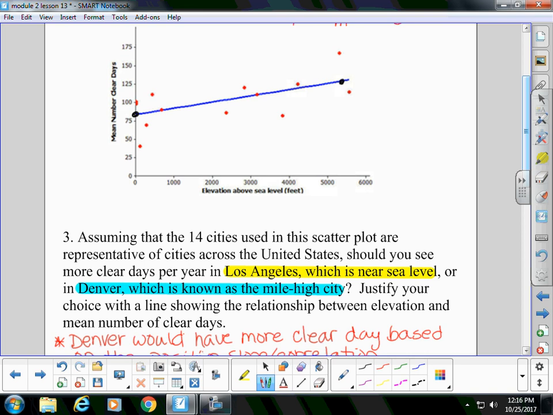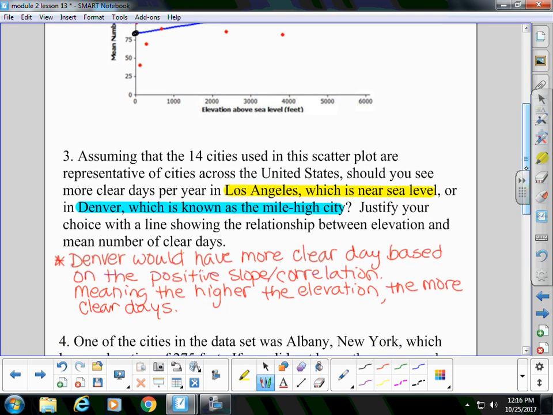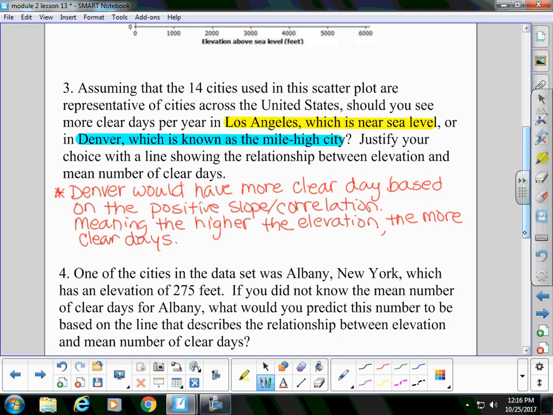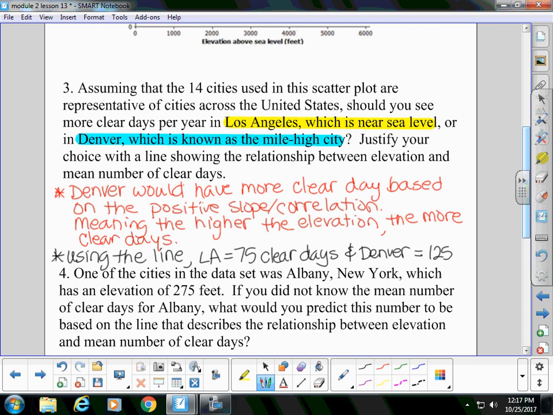So just using the line as an approximation, the line says that Denver, using the line, Los Angeles, LA equals 75 clear days, and Denver equals 125. That's how you use the line to make predictions.